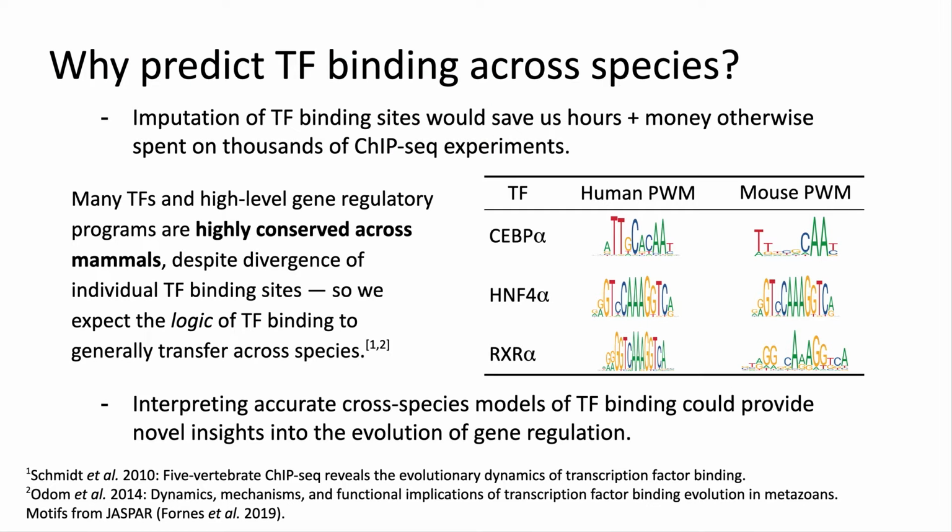So to begin, why do we want to do this? Well, simply, if we had a series of ChIP-seq experiments in one species and we could impute them into lots of other related species, that would save us a ton of hours and time that we'd otherwise spend redoing those experiments in every species of interest.